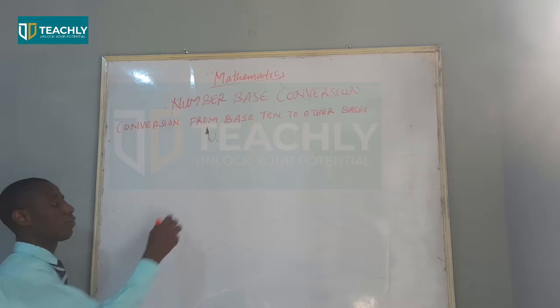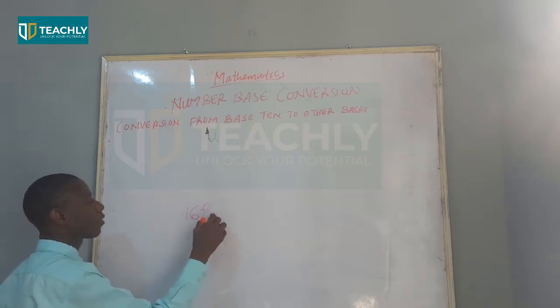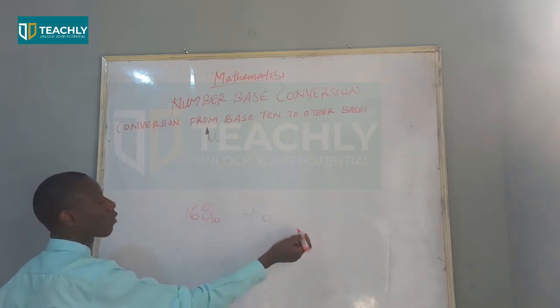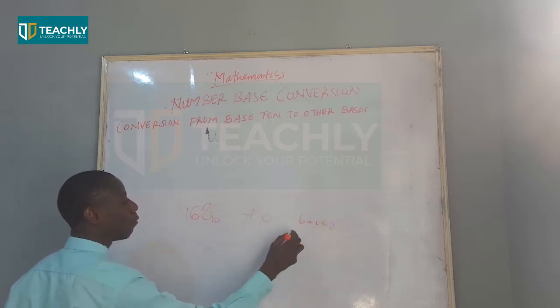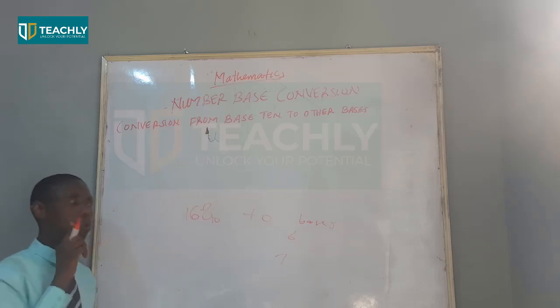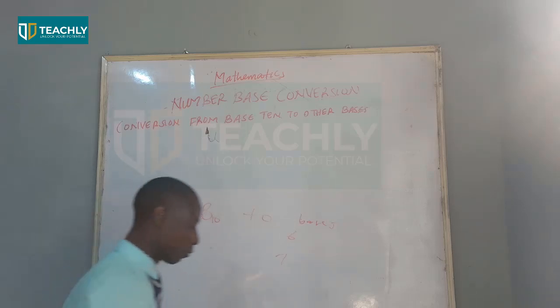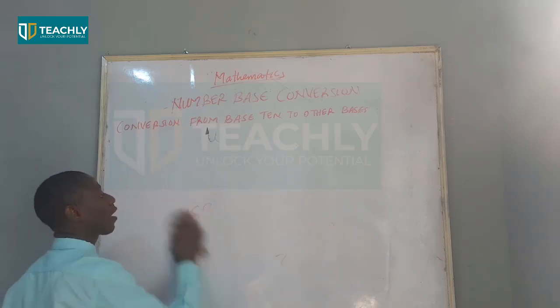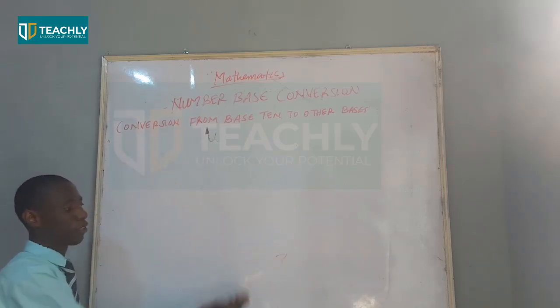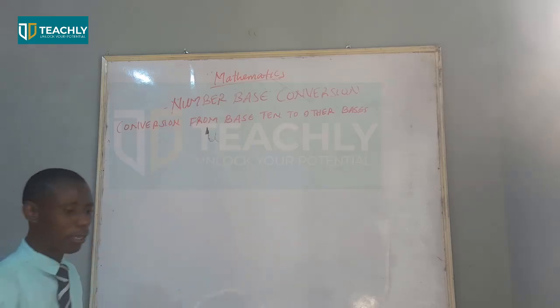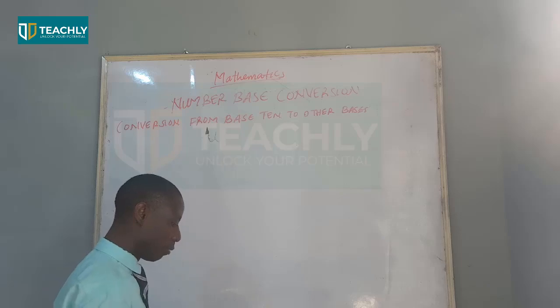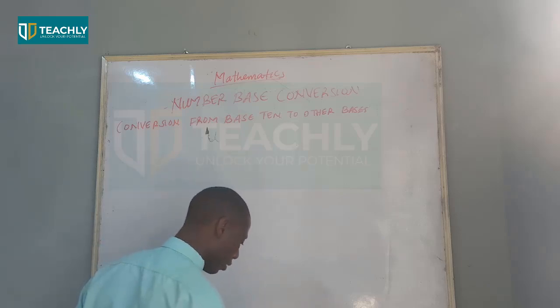Let's say for example you are given 168 base 10. You can be asked to convert to maybe base 5, or base 6, or base 7. So you can convert to any base, and the method is very, very simple. Remember, the method is the same for any base.